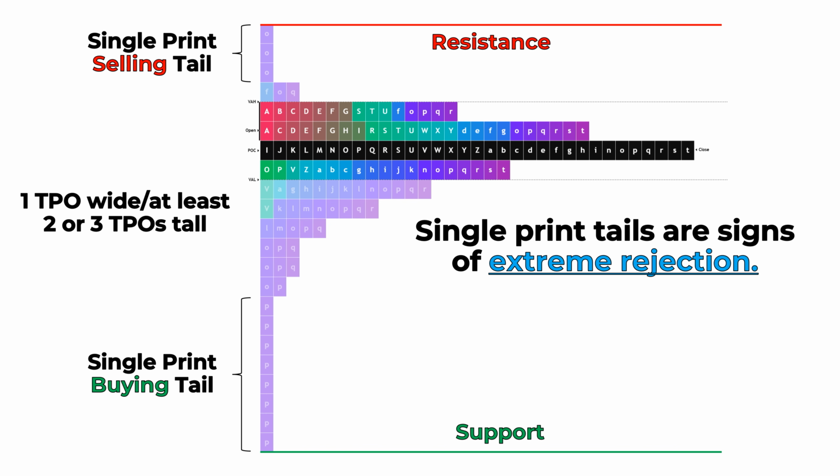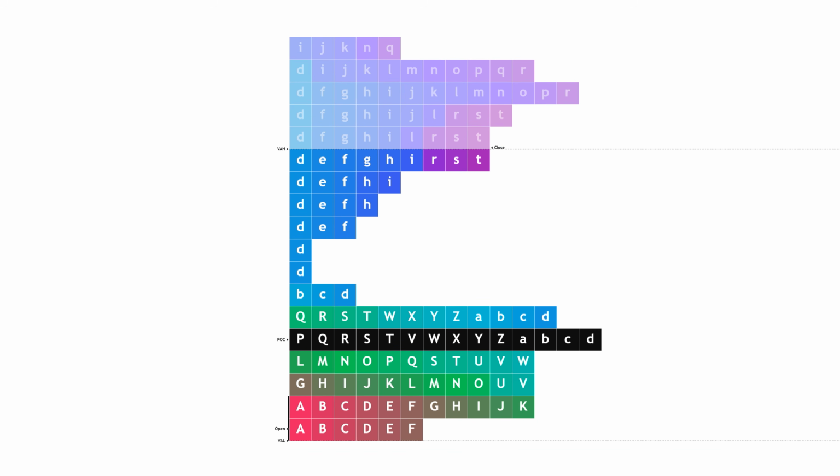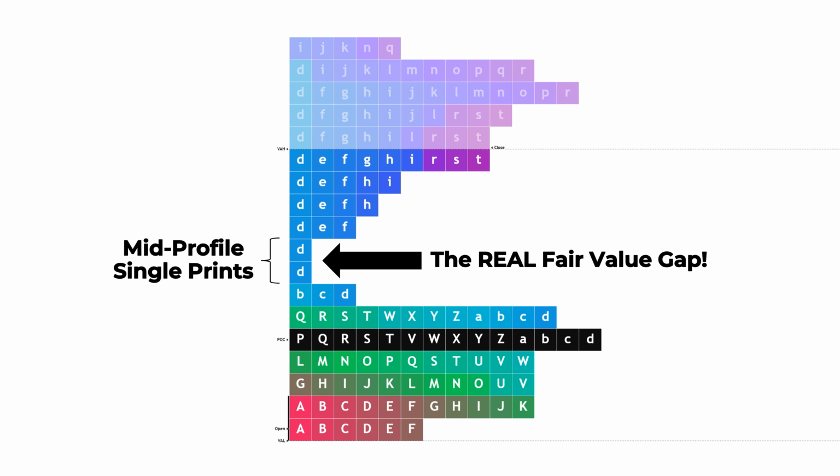It's also possible to have single prints in the middle of the profile. The logic is similar. These are regions where price spent very little time, so they are treated as areas of unfair value, imbalance, or rejection, recalling that such areas tend to repel price action. This is the real fair value gap because it's an area of unfair value between two areas of fair value.